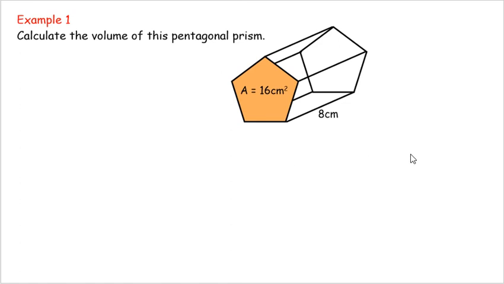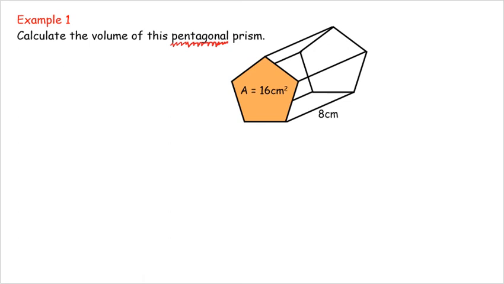So example 1, calculate the volume of this pentagonal prism. You don't need to worry about the fact that it's a pentagon in the end. Now there are some examples we'll do where we might have to work out the area of the face, but if that is the case, then it will only be simple shapes that we know how to work out the area of, like a rectangle or a triangle, or possibly a circle. So calculate the volume of this pentagonal prism.